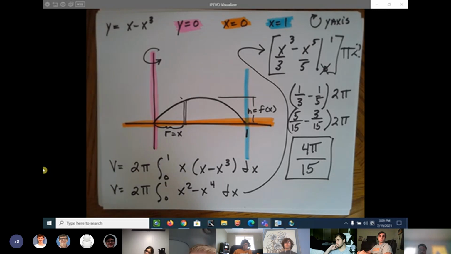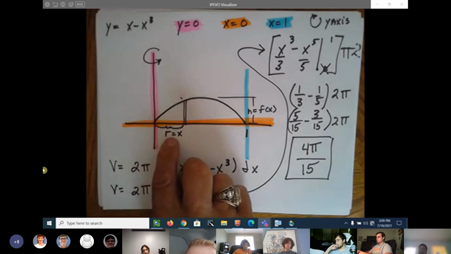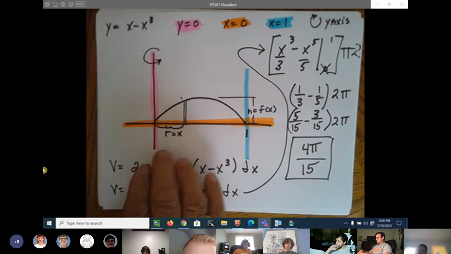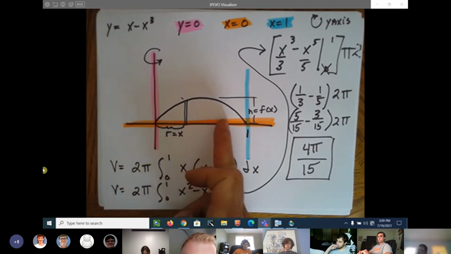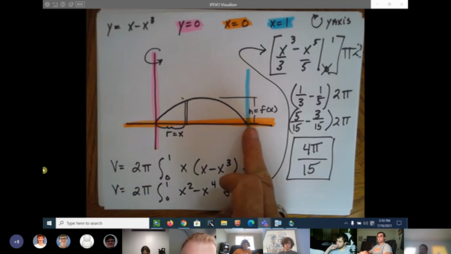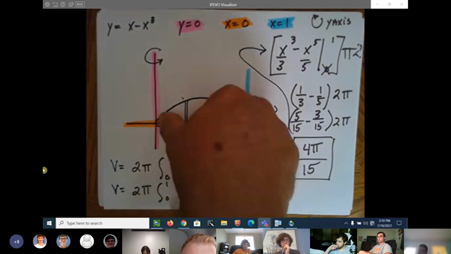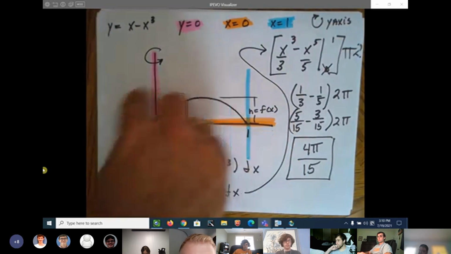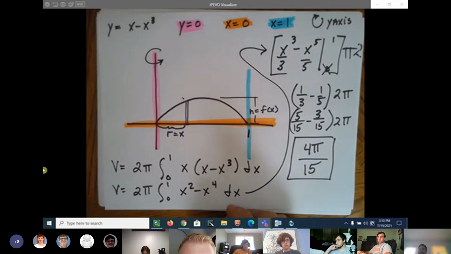So where does r equals x come from? Is that a given? Yeah, that's something I told you at the very beginning, yes. r is always going to be equal to x when you revolve it. Think about it. What is that r doing? It's starting here, and it's going to 1. So wherever it is, I want you to see that the radius of this thing is equal to where it is on the x-axis.